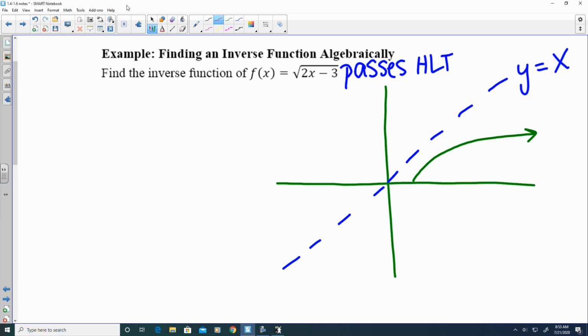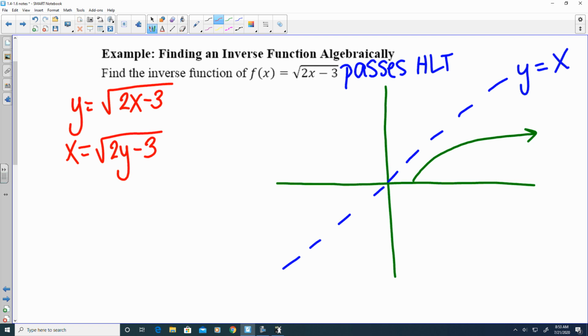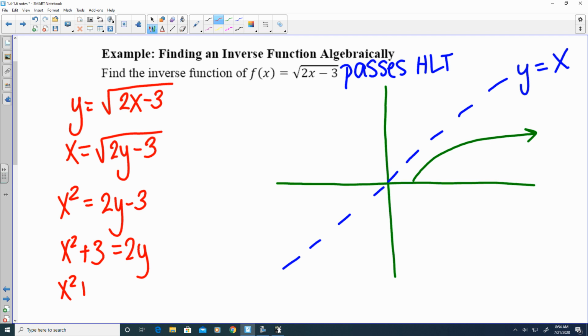Substitute the y in. Switch the variables, which is why they have that graphical relationship of the reflection over the line y equals x, and solve it for y. So we're going to need to square first to get rid of that square root, and divide by 2. So the f inverse is x squared plus 3 over 2.